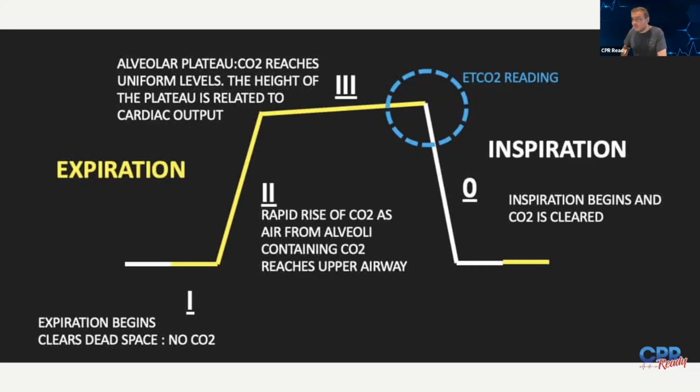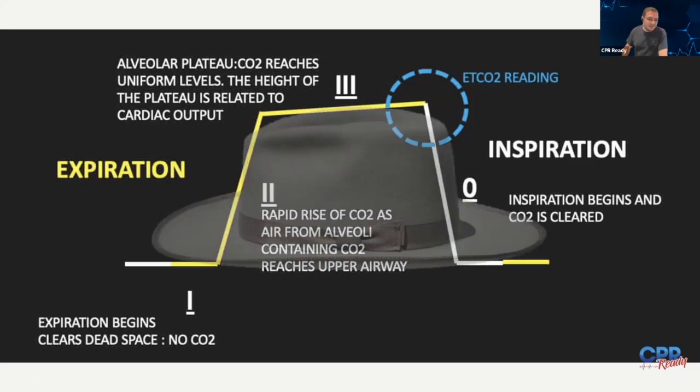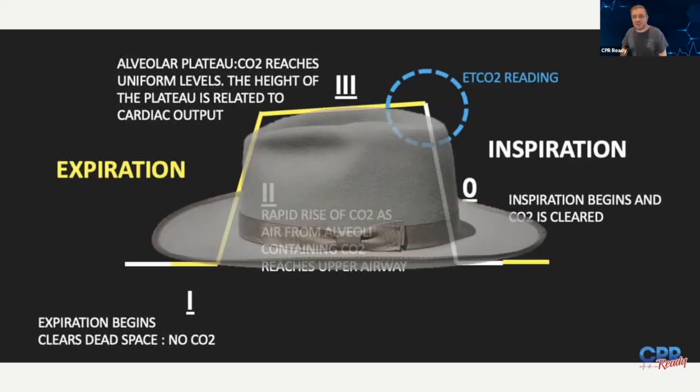If asked to describe this, most typically we'll say this is like a box-shaped waveform. Really, it kind of looks like a fedora if you look at the shape, right? So I teach my medics to either describe the normal one as a box shape or as a hat-shaped waveform, and then I'll help differentiate it from some of the other things that we're going to see.